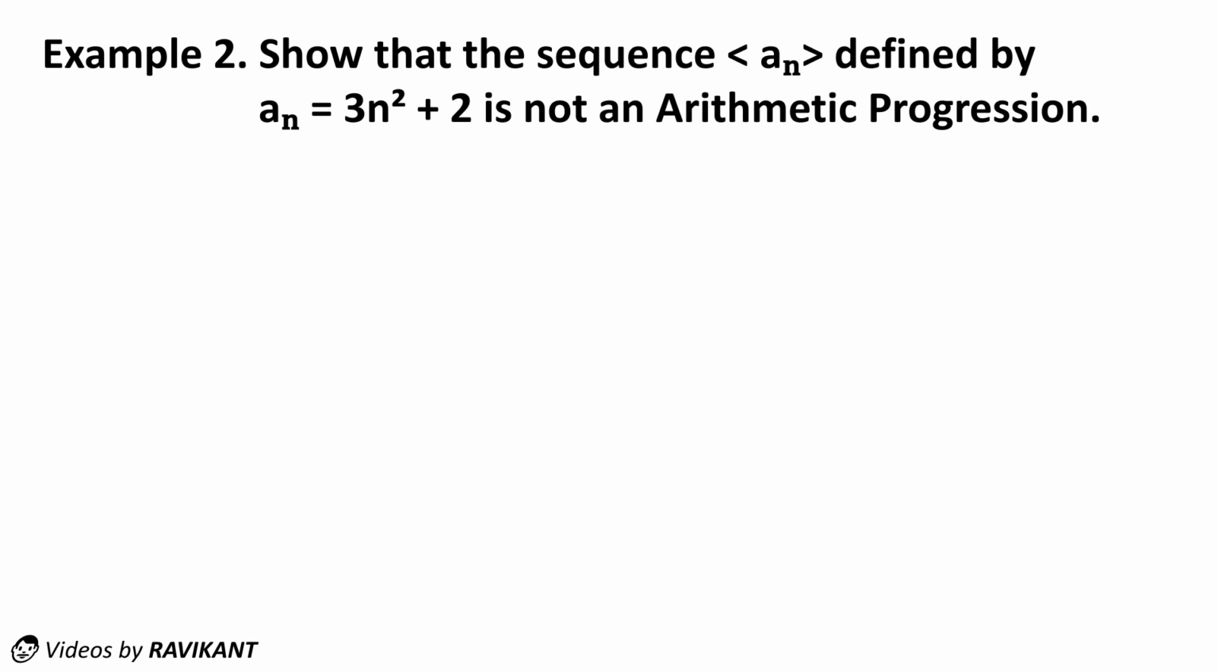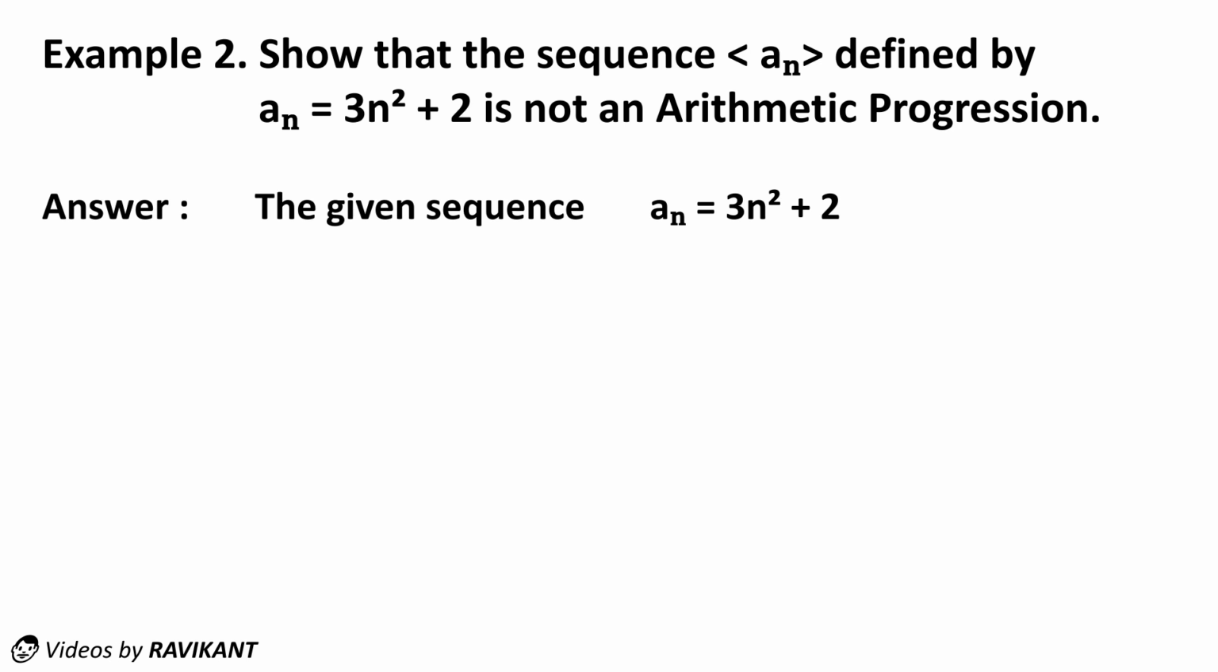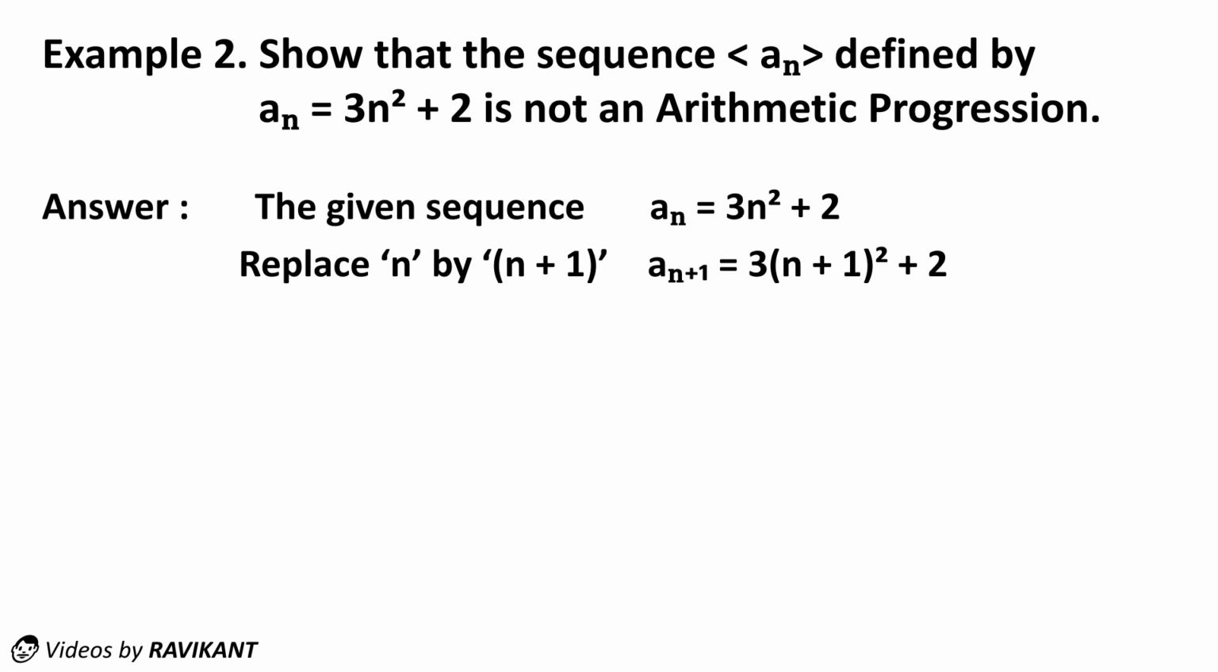Now let's move on to the next example. In this example, we have to show that the sequence a_n equals 3n squared plus 2 is not an arithmetic progression. So we have the given sequence a_n equals 3n squared plus 2. Now replace n by n plus 1. Then we get the following equation.